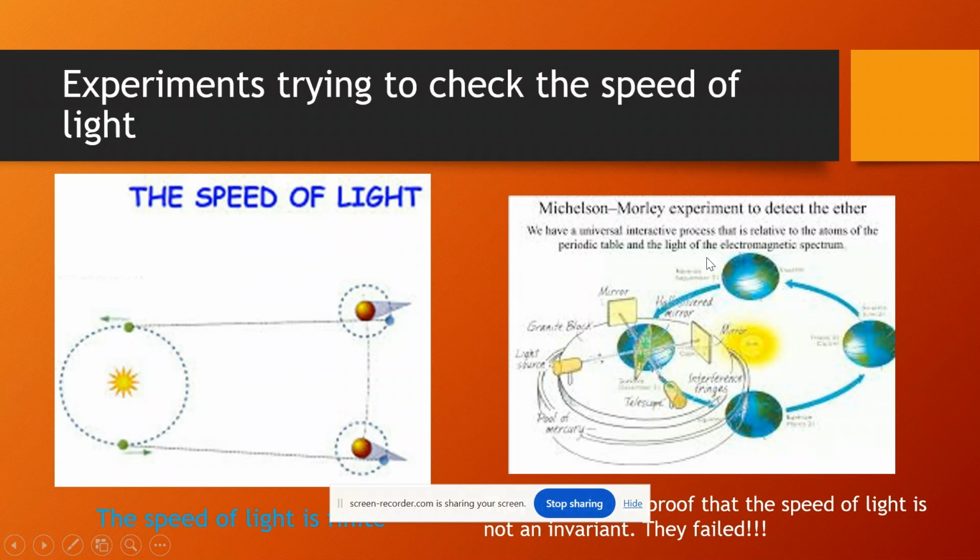This is the famous Michelson-Morley experiment, which was a catastrophic failure. Not catastrophic because it didn't help us to understand more the physics, but it was the verification that the ether didn't exist. Einstein realized that the ether was just fiction and it didn't exist.